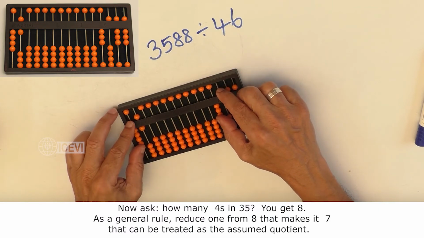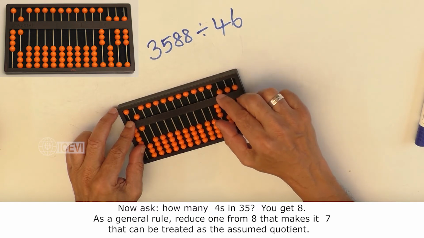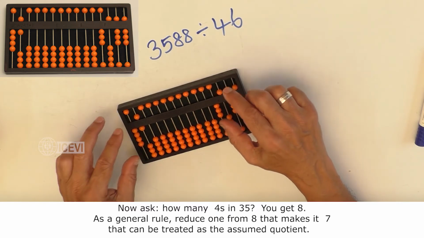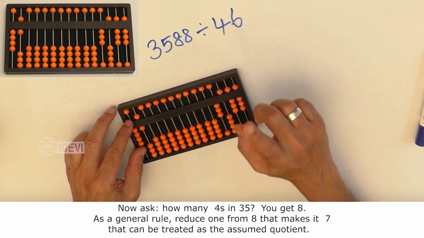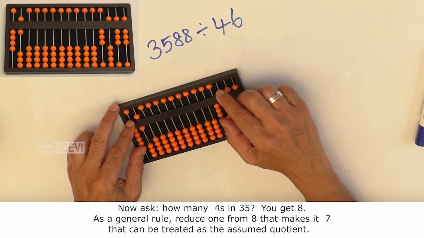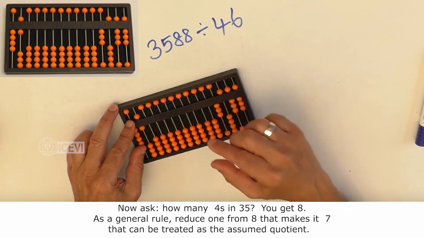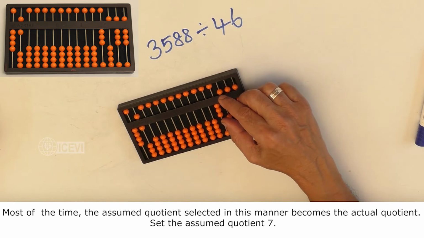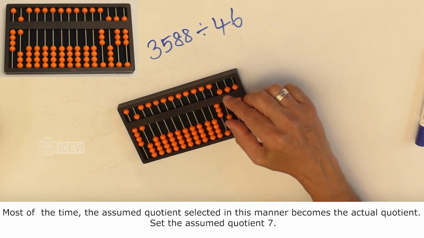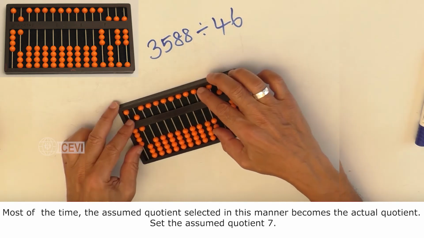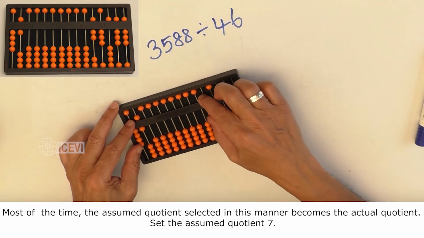Now ask how many 4s in 35? You get 8. As a general rule, reduce 1 from 8, that makes it 7. That can be treated as the assumed quotient. Most of the time, the assumed quotient selected in this manner becomes the actual quotient. Set the assumed quotient 7.